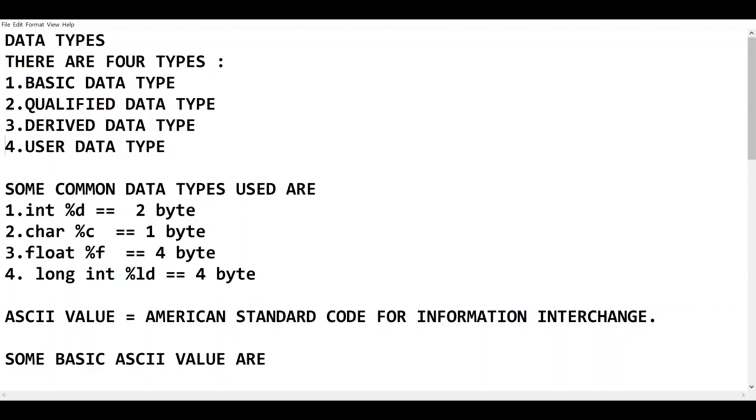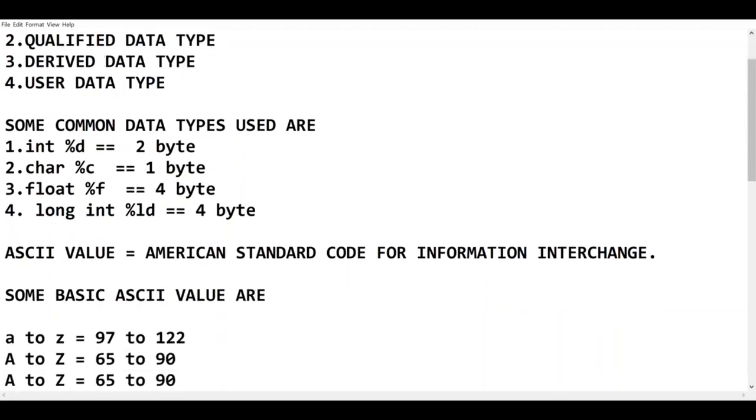Then moving on to ASCII value. So what is the full form of ASCII? The full form of ASCII is given on the screen, that is American Standard Code for Information Interchange. We have some common ASCII values which we use regularly: for small a to z it is 97 to 122, for capital A to Z it is 65 to 90, and for numerals 0 to 9 it is 48 to 57.